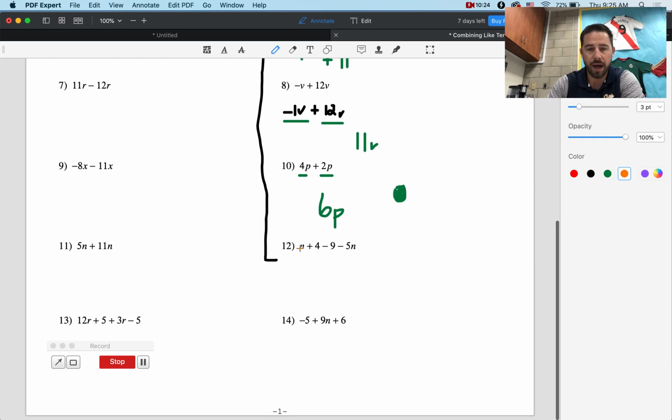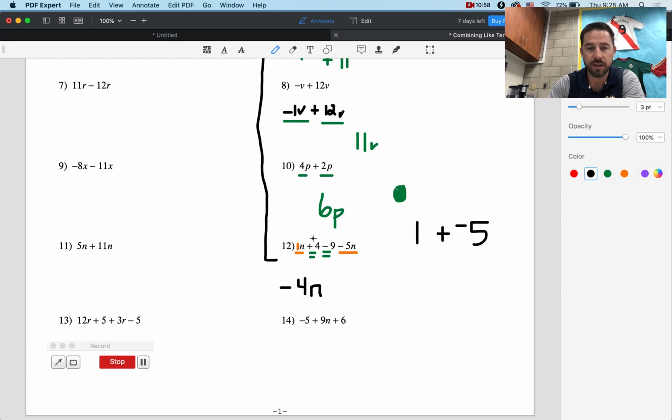Okay, down here, I'm going to throw a 1 in front of this guy. Very important. I've got n's, and then I've got non-n's. You see that? Okay, so let's deal with the n's first. I've got 1 minus 5. I can change this to plus and negative. And you say, hey, which one's bigger? This guy. So I know my answer is going to be negative. And I just do 5 minus 1 is 4. So I have negative 4n.